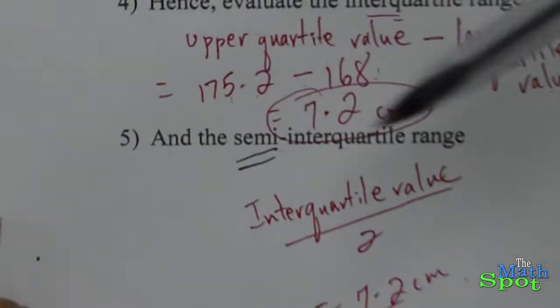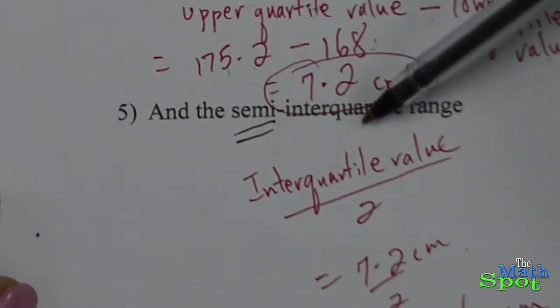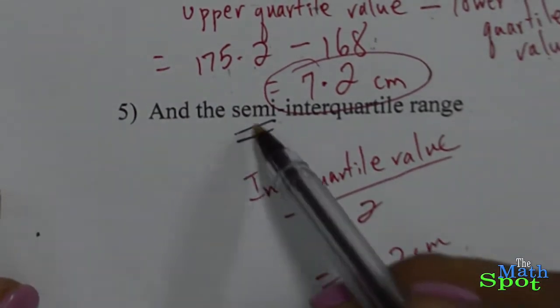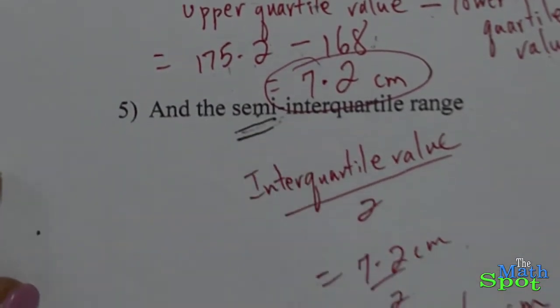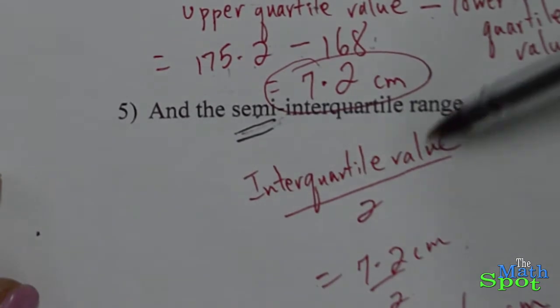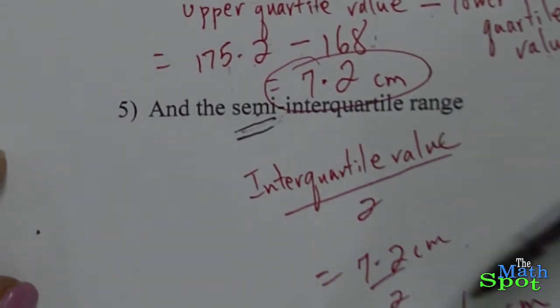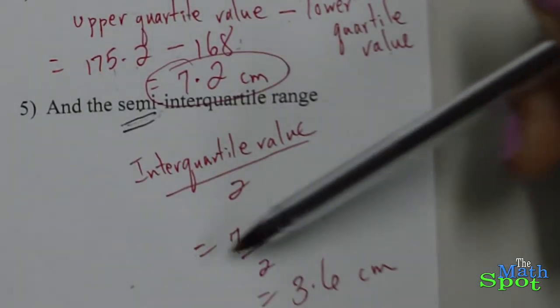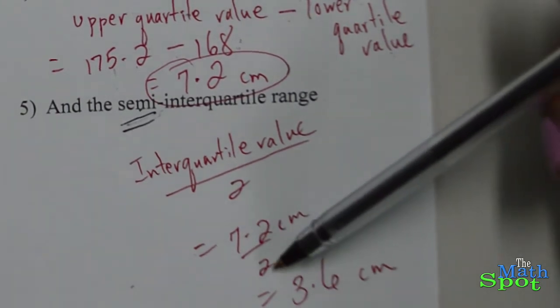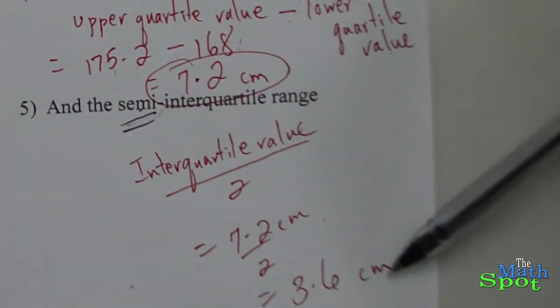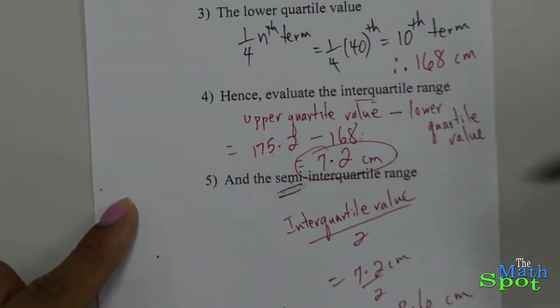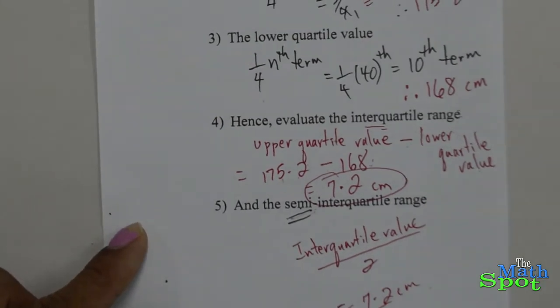The final question, evaluate the semi-interquartile range. Semi means half, so that means the interquartile range divided by 2. Therefore, 7.2 centimeters divided by 2, giving us 3.6 centimeters as our semi-interquartile range value.